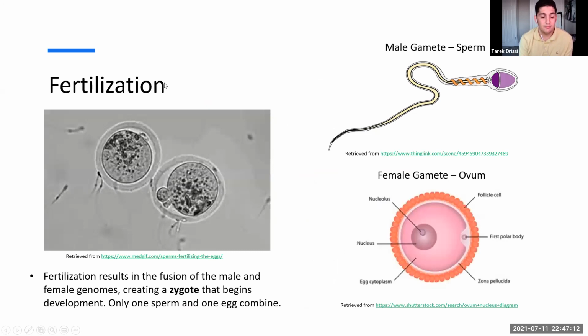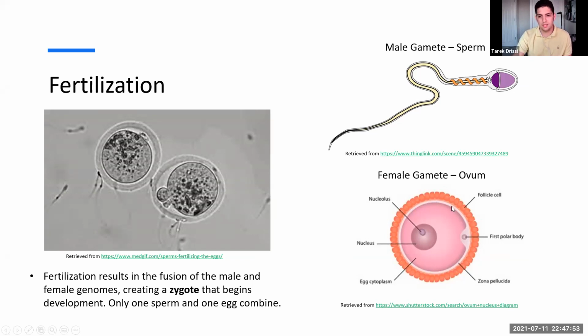The first step would be gametogenesis, producing the sperm and egg, but directly after that is fertilization. Fertilization results in the fusion of the male and female genomes, creating what's known as a zygote, which is a fertilized egg that begins development. Something very important to note is that only one sperm and one egg combine. It's crazy how this is possible, because there are millions and millions of sperm to one egg. So how does the egg control only one sperm fertilizing it? There are actually molecular mechanisms that control that.